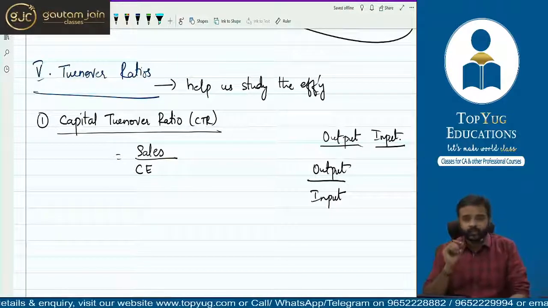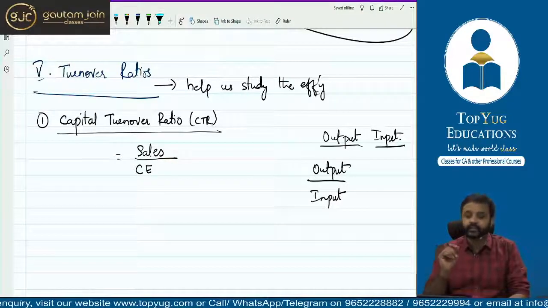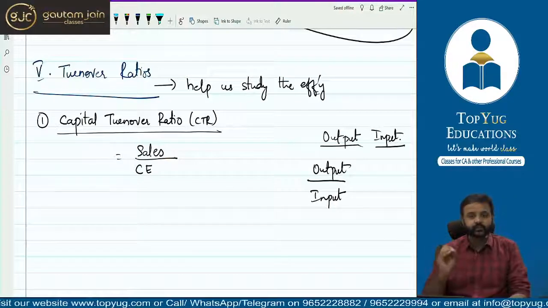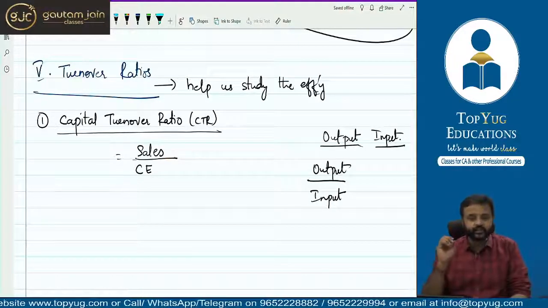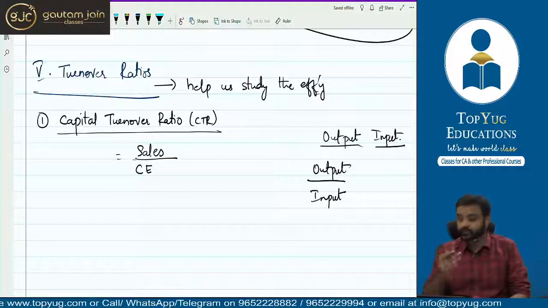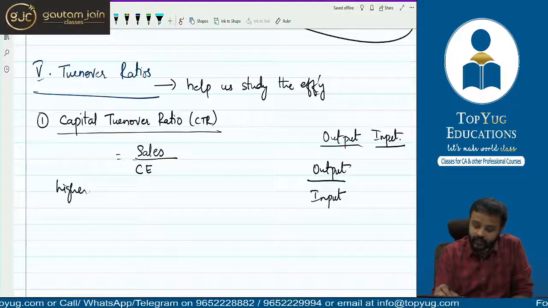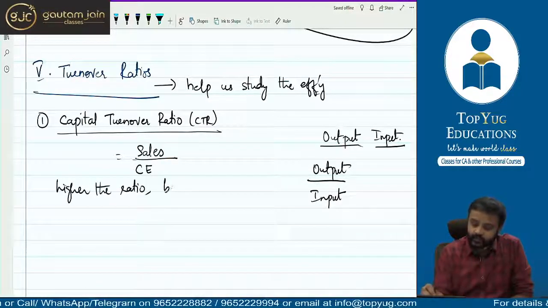If information is not provided, then obviously whatever information is there, that closing only will have to be taken. But if information is provided with respect to opening capital employed and closing capital employed, then you should take the average capital employed. Right guys, have you followed this? Okay. Now tell me, higher the ratio better it is or lower the ratio better it is? Obviously you say, sir, higher ratio is always better. Correct? So higher the ratio, that means higher the sales, better it is.